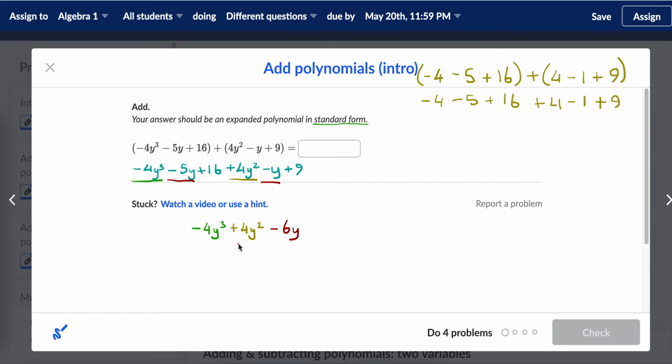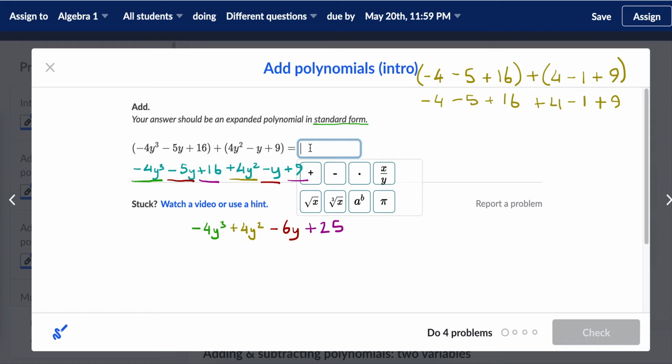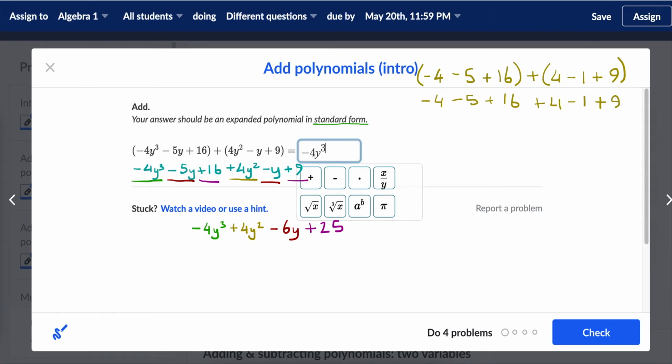Finally, we have our last terms here. We've got a 16 and a 9. We add those together. That gives us plus 25. And that's our polynomial written in standard form. It's added together, so that's how you do that. It is just a matter of combining like terms.